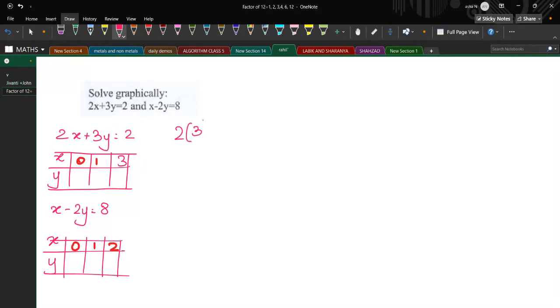Okay, see now. 2 into 3 plus 3y which is equal to 2. So 3 twos are 6 plus 3y equals 2. So 3y is equal to 2 minus 6, again it is coming in decimal point, minus 4.